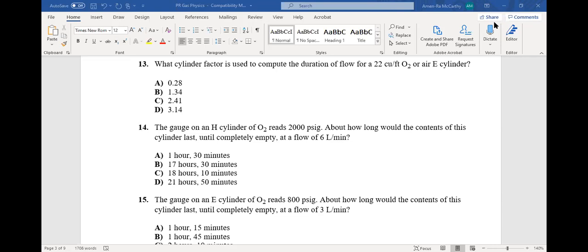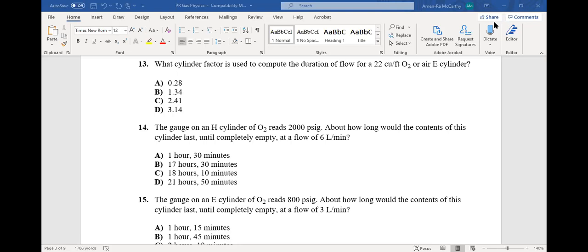You have to do 3.14 times 2,000, right? And then divide that by 6 liters. You're going to get a large amount of minutes. Then you divide that by 60. That'll give you the hours. You come out to about 17.4 hours. So that's the closest one. Okay? All right, good. Good job.